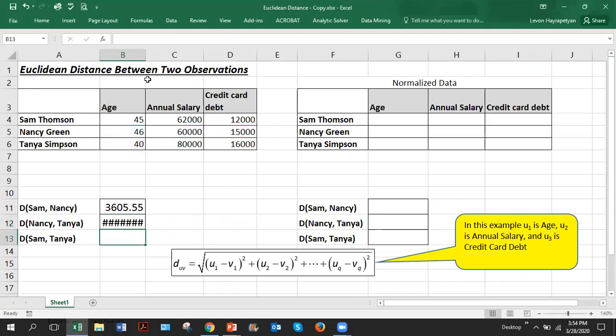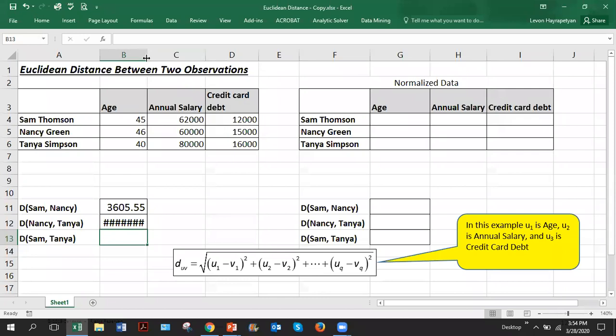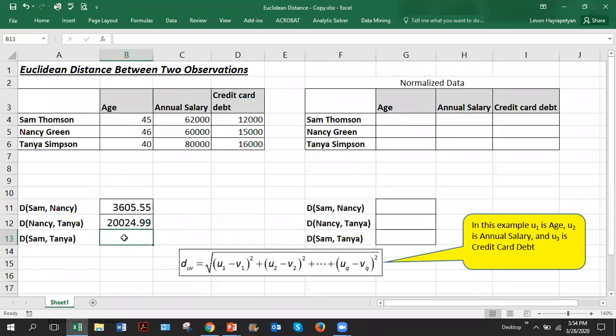And when you see this, that means the number is large and the width of the column is not large enough to show the number. So this is what was the situation. You can just increase the width by double clicking here.